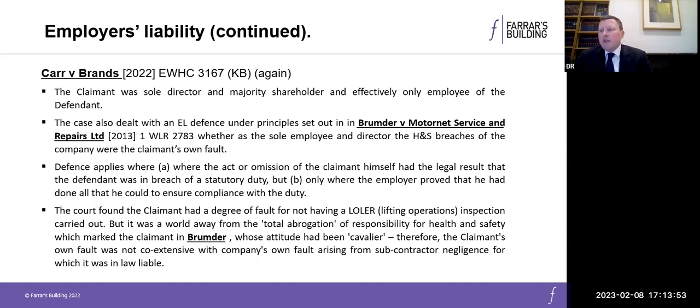And that defence will only apply, A, where the act or the omission of the claimant has the legal result of putting the defendant in breach of statutory duty, but B, also only where the defendant employer can prove they've done all that they ought to have done to ensure compliance with statutory duties. And in Carr and Brand, the claimant, although there was a degree of fault on his behalf for not having a LOLER inspection, a lifting operations regulation inspection properly carried out, his fault was a world away from the total abrogation of responsibility in Brumder, the completely cavalier attitude to health and safety in that case. And so the claimant's own fault was not coextensive with the company's fault.